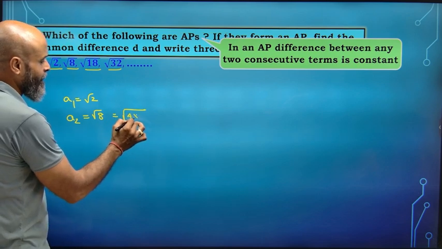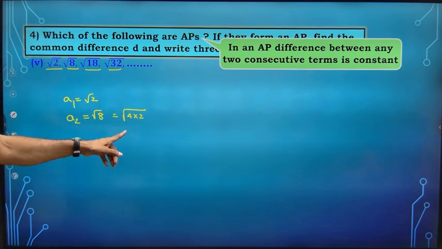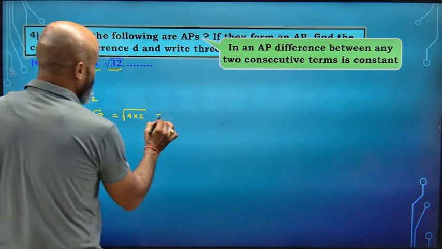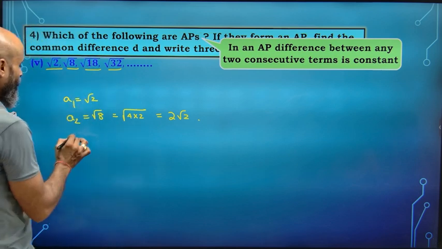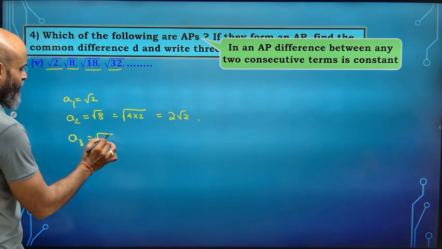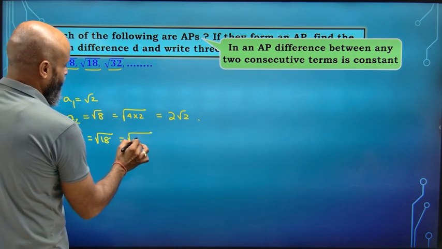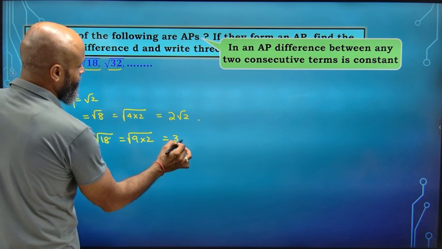So this is 4 into 2. If I take out √4, that is 2, so this will be 2√2. Okay. Now √18. So where we have √18, that is 9 into 2, that is 3√2.